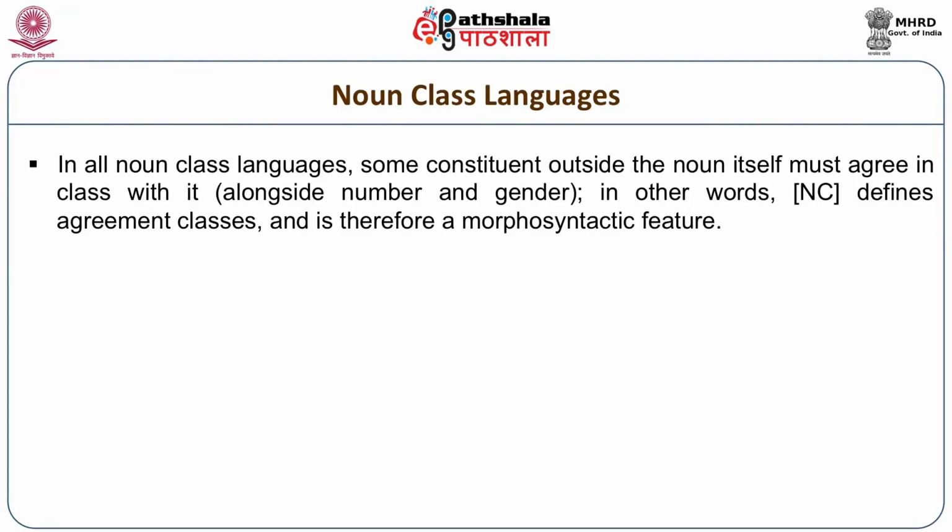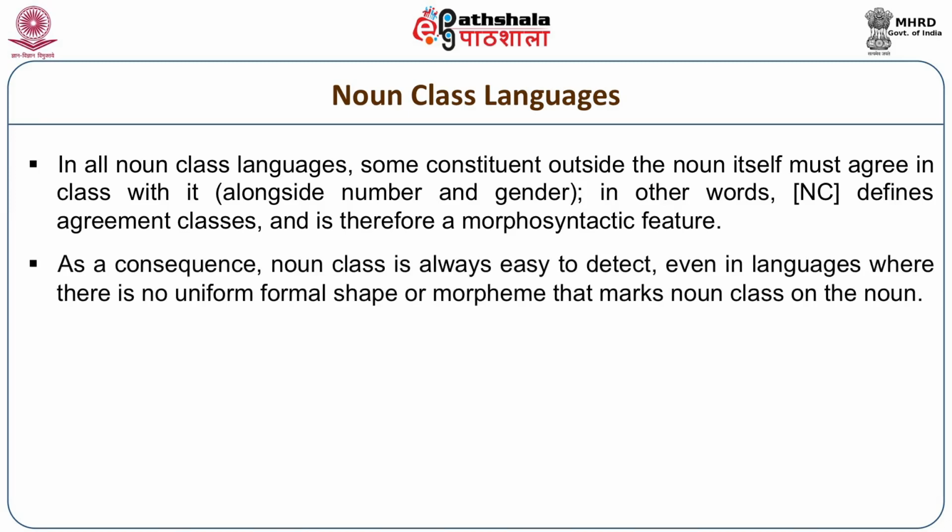In all noun class languages, there is some constituent of the noun phrase outside the noun itself that must agree in class with it, along with number and gender, so the agreement is not exclusively for class. In other words, noun class defines agreement classes and is therefore a most syntactic feature. As a consequence, noun class is always easy to detect, because whether there is a semantic basis or not, there is a morphological classification which shows up both in inherent features and in contextual features.